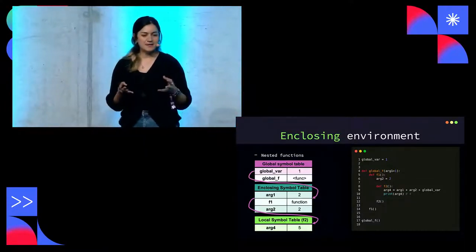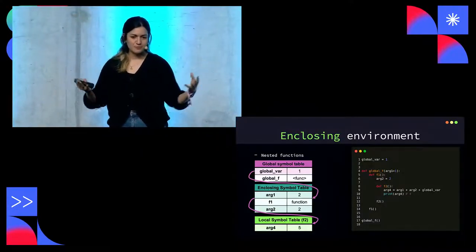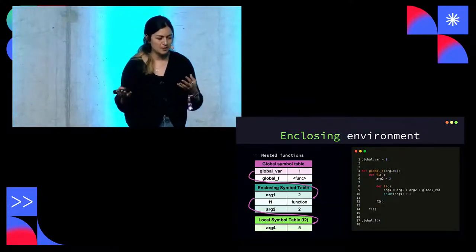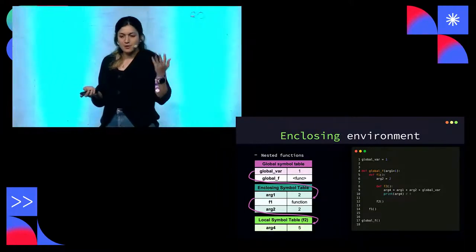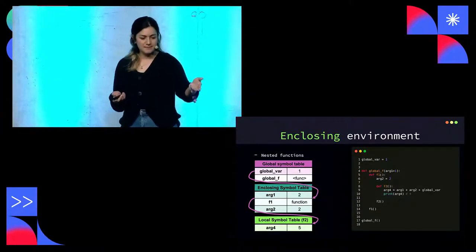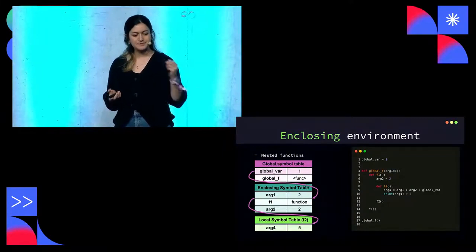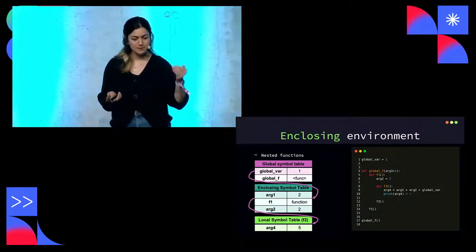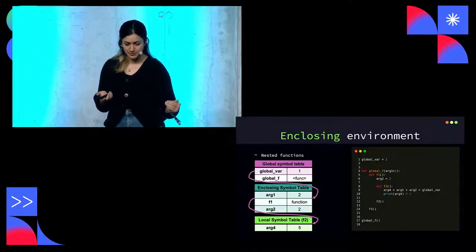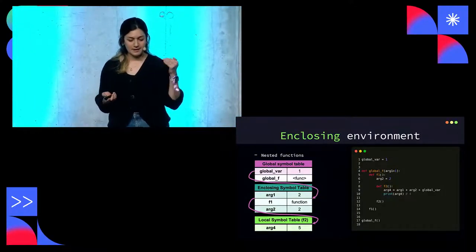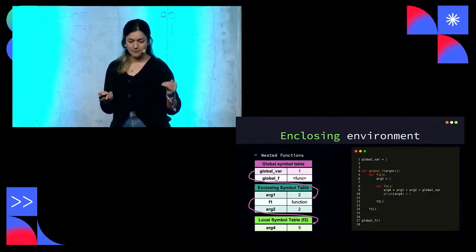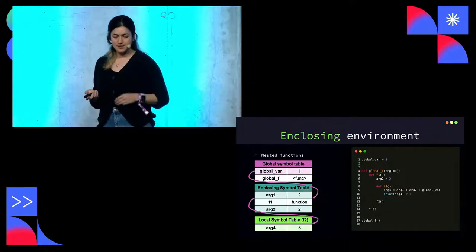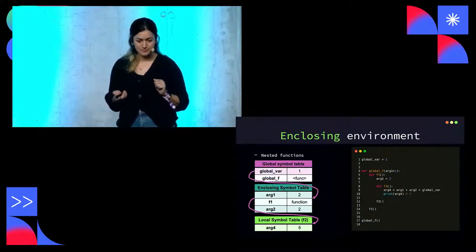So every outer scope of a function, the variables inside will be included as enclosing ones. As you can see in the example, we have the global symbol table with global var and global f, the enclosing symbol table with arg1, f1, and arg2. And we have the local, which includes the arg4. As you see, it's inside function 2.